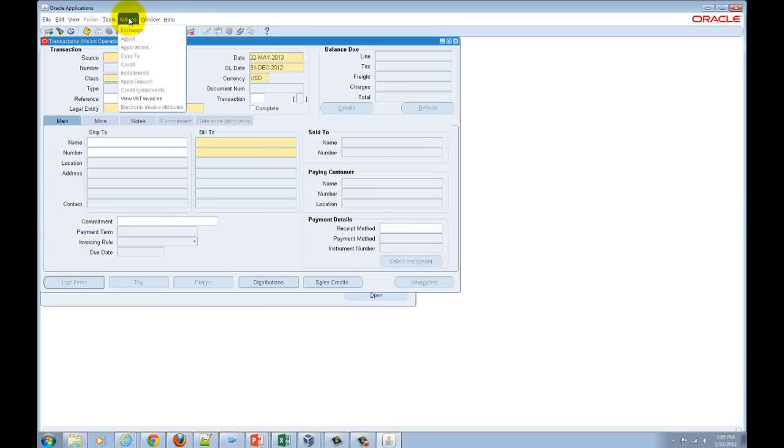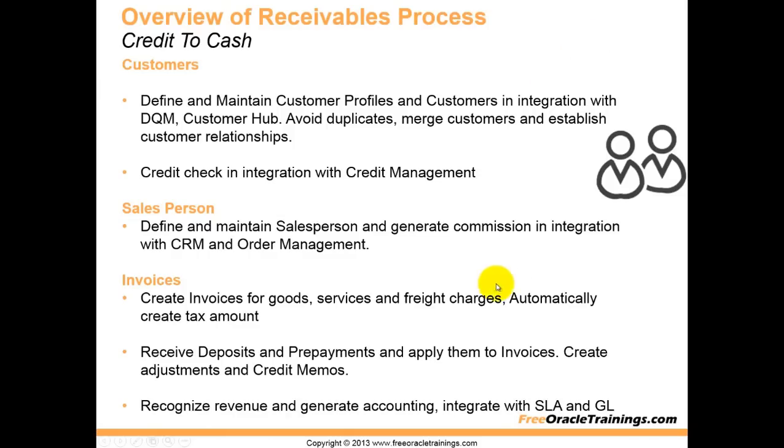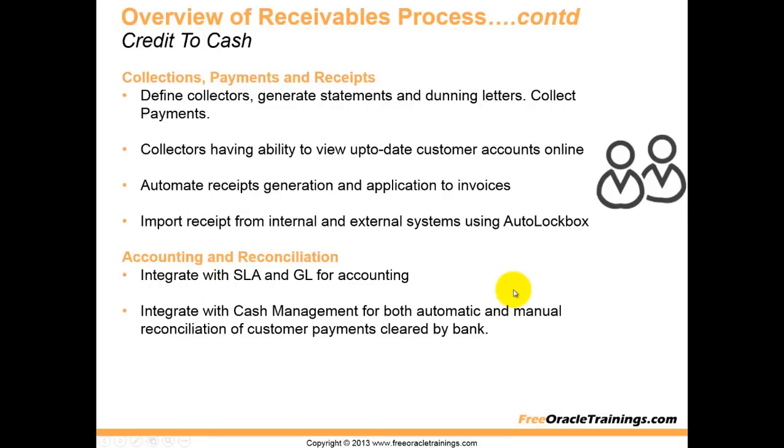Hold on, yeah, tools, it's out here, tools, and then you've got create accounting. That's the one you've got to use for generating the accounting online, and then you can transfer that accounting immediately to general ledger while applying the subledger accounting rules. So that basically completes the invoicing process.